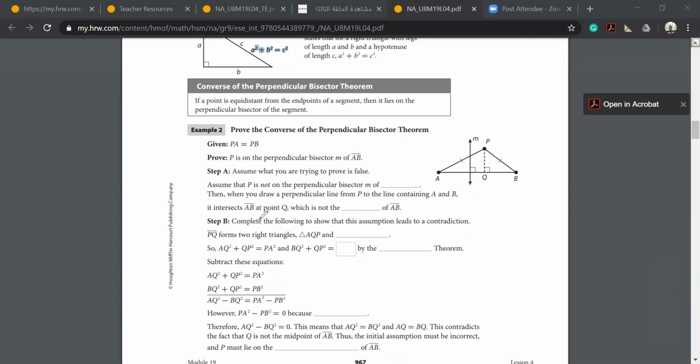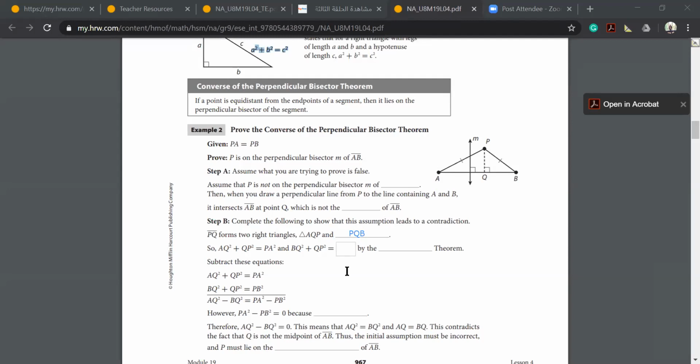Okay, complete the following to show that this assumption leads to a contradiction. PQ forms two right-angled triangles, right? Triangle AQP and triangle PQB, right? This is the first triangle. Here, I'm not going to be able to do the triangle mark, you have to do it. I'm just going to name the triangle. The triangle is PQB. This is my triangle, right?